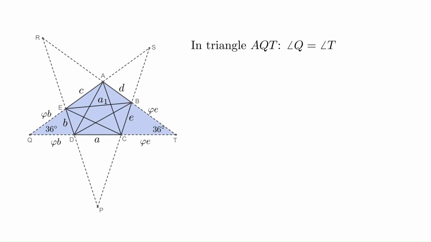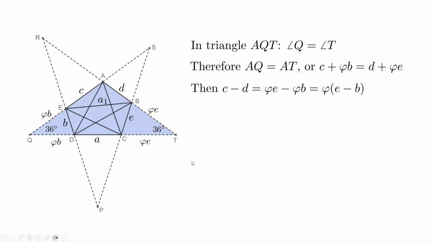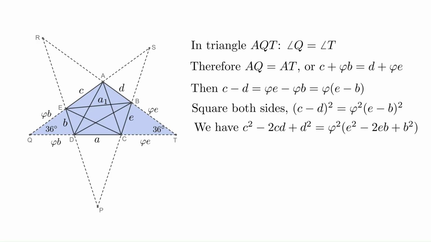Consider triangle AQT. It is an isosceles triangle with two 36-degree angles. Then AQ is congruent to AT. AQ is C plus phi times B, and AT equals D plus phi times E. Rearrange the terms. C minus D equals phi times E minus B. Square both sides and expand. Now you will see why I do this calculation.